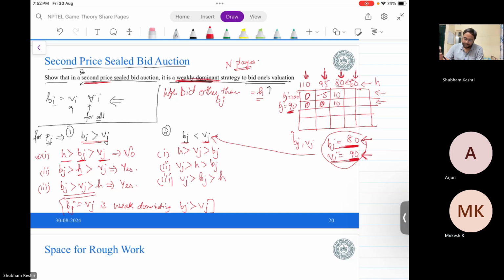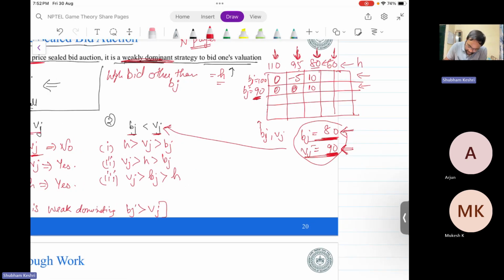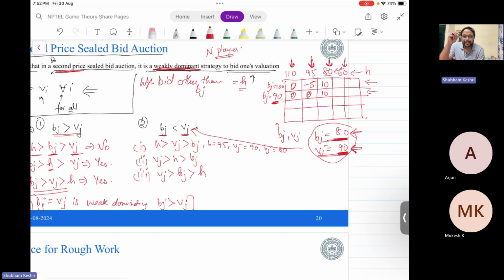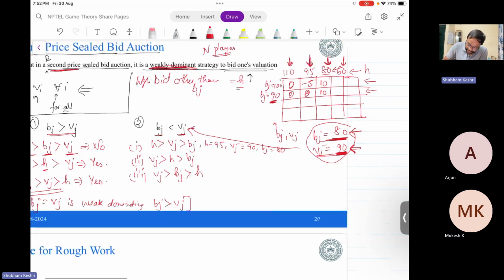Okay. So we'll do the same exact thing in this example also. Let us see if we have the three cases or not. We are saying that h is equal to 95, vj equals 90, and bj equals 110. No, whether here he's not going to win over here. I was writing winning or losing because that is how we'll calculate the utility. I'm just checking if we have all the three cases or not.